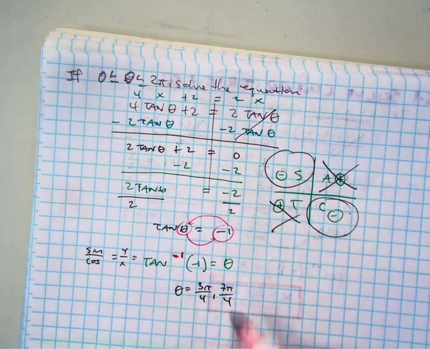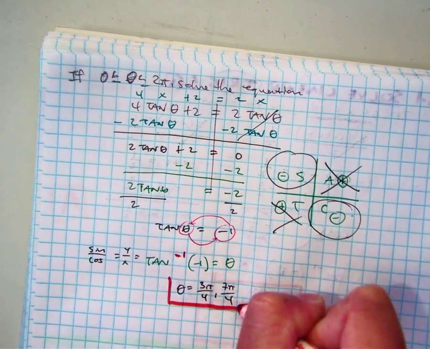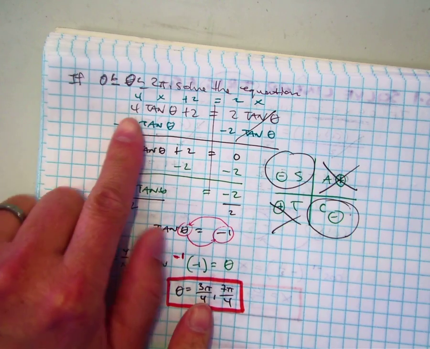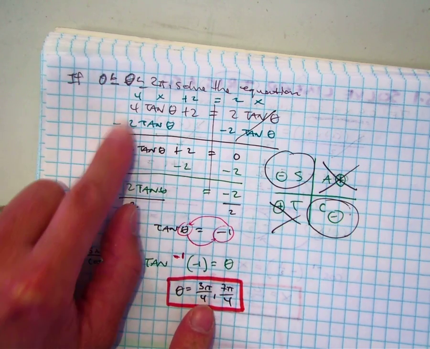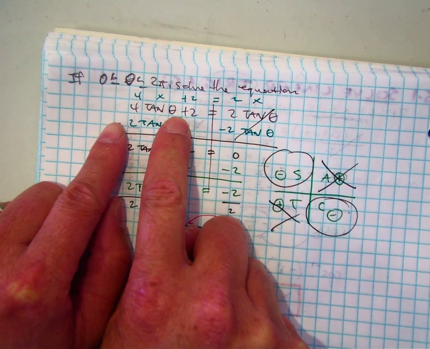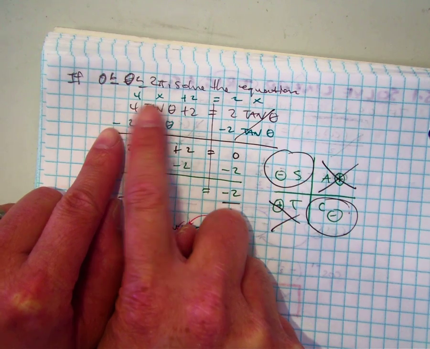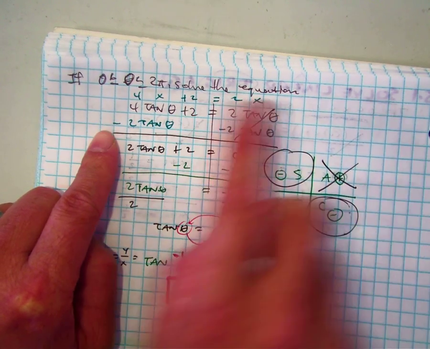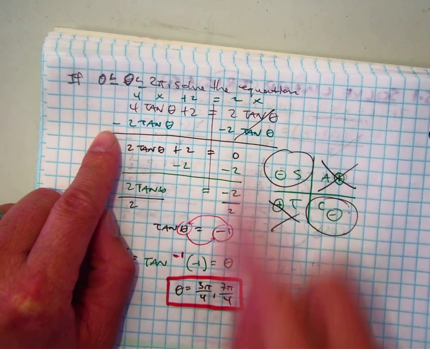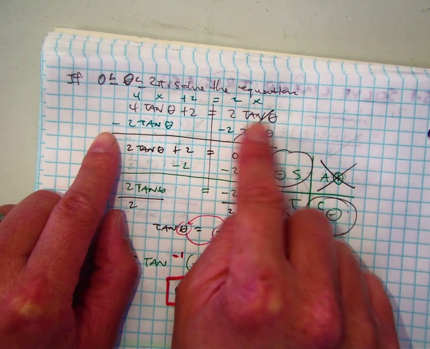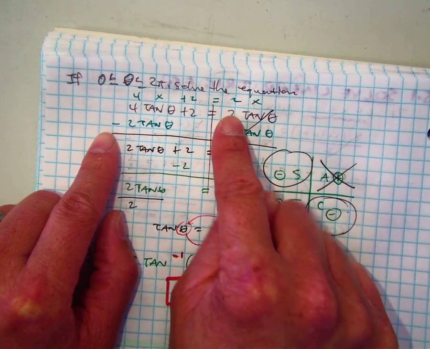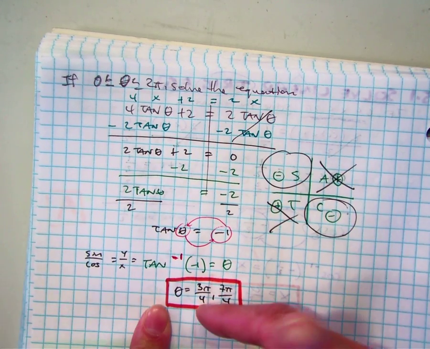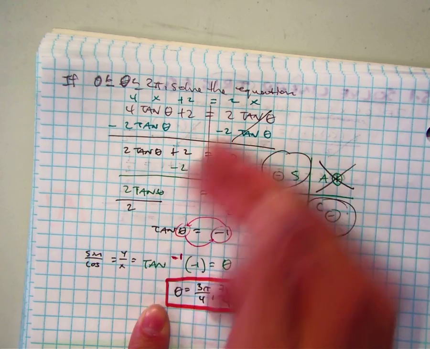Now again, you just solve for theta. If you think about it, what does that actually tell you? If you actually did a substitution here, 3 pi over 4. Tangent at 3 pi over 4 is negative 1. Negative 1 times 4 is negative 4. Negative 4 plus 2 is a negative 2. We just said tangent of theta at 3 pi over 4 is negative 1. Negative 1 times 2 is negative 2. So negative 2 is equal to negative 2. Remember, when you're solving an equation, this makes both sides of the equation true.